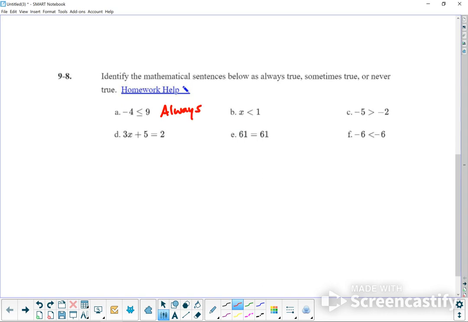Okay. It's x is less than 1, right? And this one's going to be sometimes true. Okay, because if x is 0, then it's true. X is 2, then it's false. So it's sometimes. Okay. -5 is greater than -2, which is false. Okay, so this is never true.